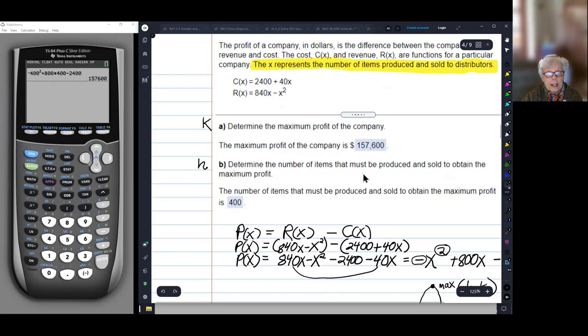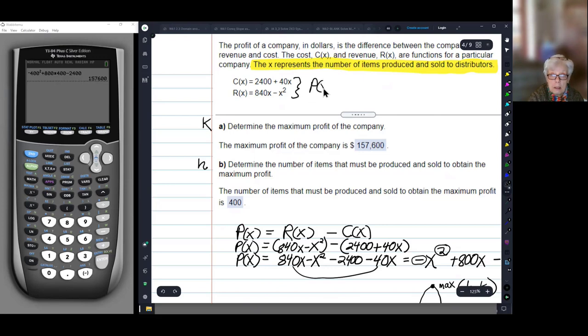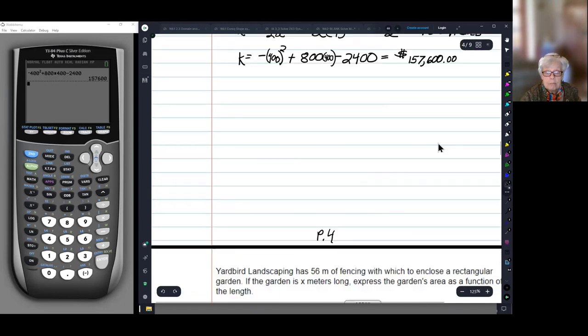Okay, that's the tricky part here. That and the fact that you have to actually come up with your own function based on the fact that P of X equals R of X minus C of X. After that, it's just finding a vertex.